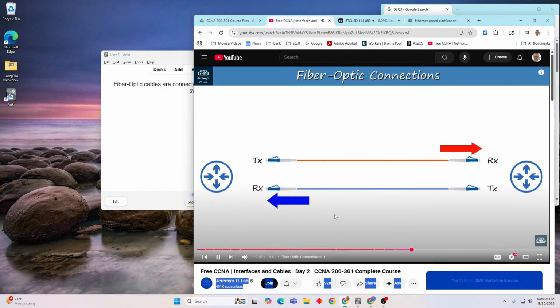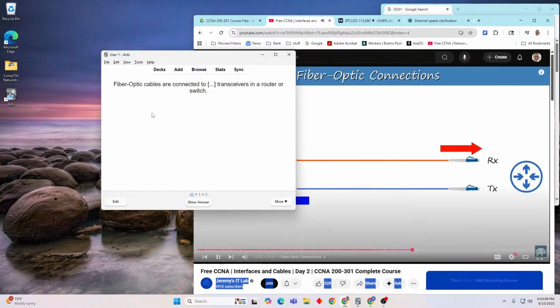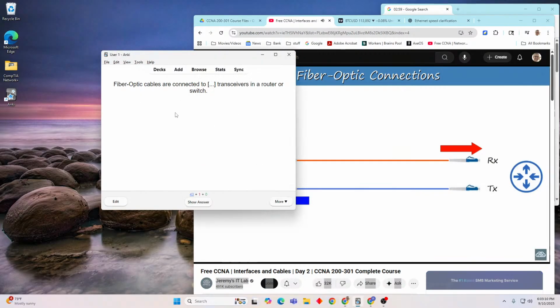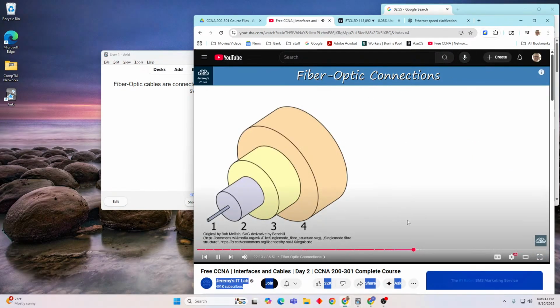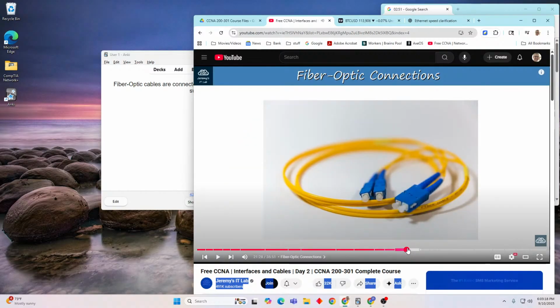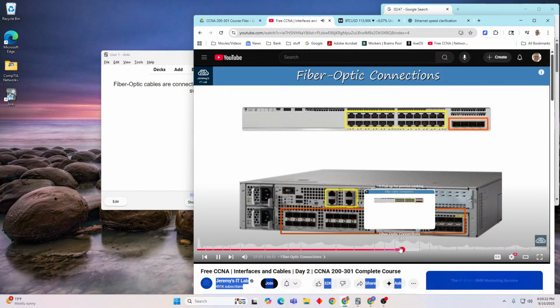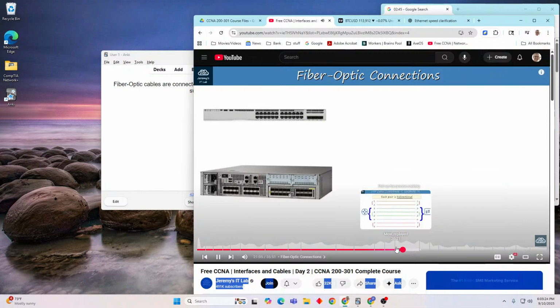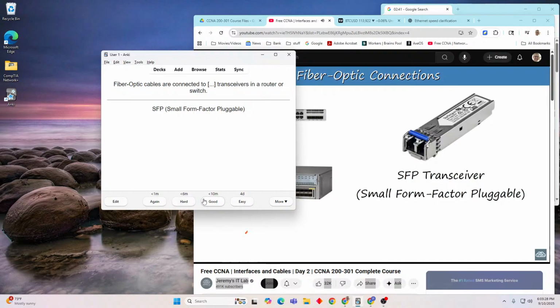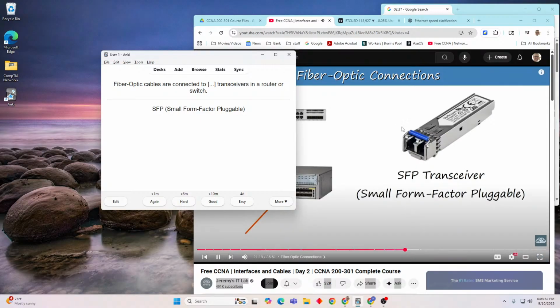Connects to receive on the right, and transmit on the right connects to receive on the left. Now let's examine the structure of the cable itself. There are 4 numbered parts in this diagram, from the center to the outer layer. Other 4 ports on the switch. In these interfaces, you insert one of these. It's called an SFP transceiver. So you insert one of these into the device, but still things aren't complete.